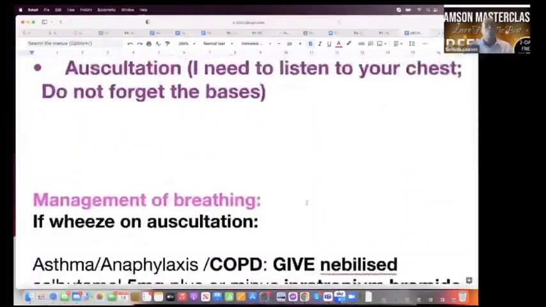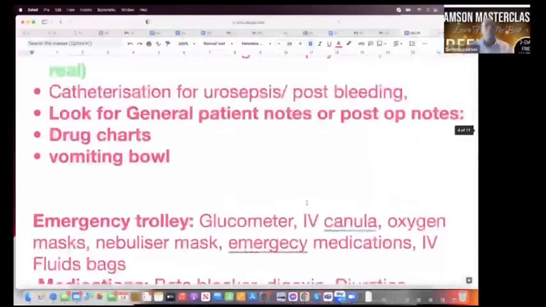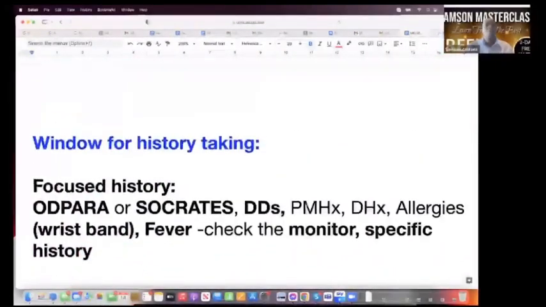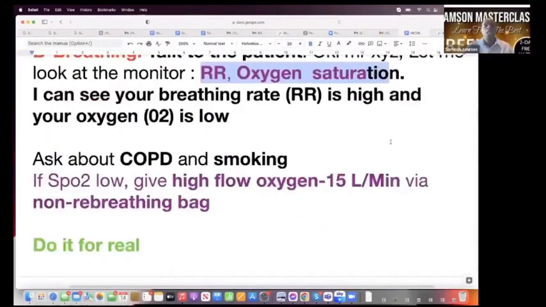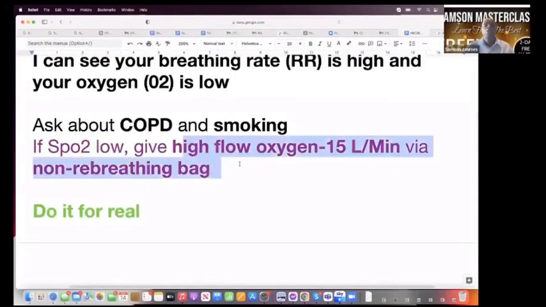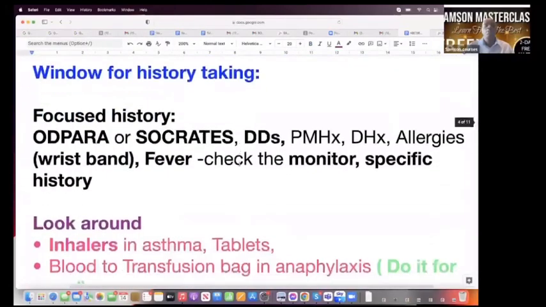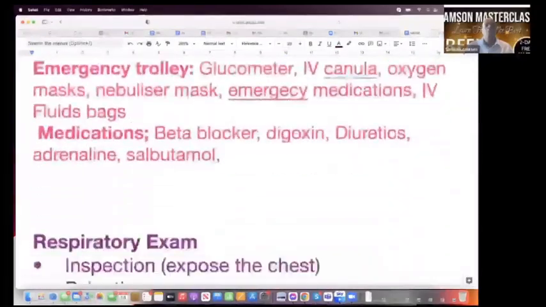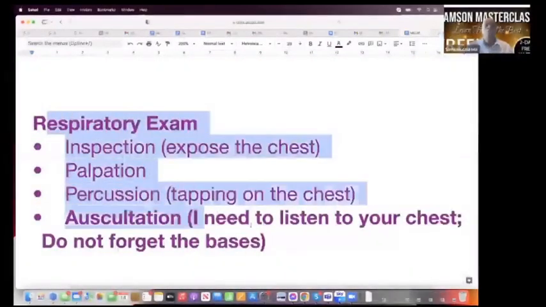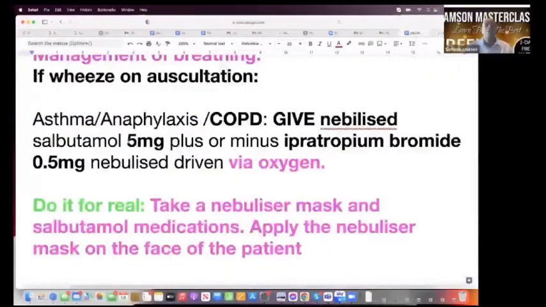Now, this looks a lot, but otherwise in here is explanation. So what practically do I do at B? I look at oxygen and respiratory rate only. Okay, then I give high flow oxygen. Then I take a targeted focused history. I perform a respiratory examination. Whatever I find, I manage.